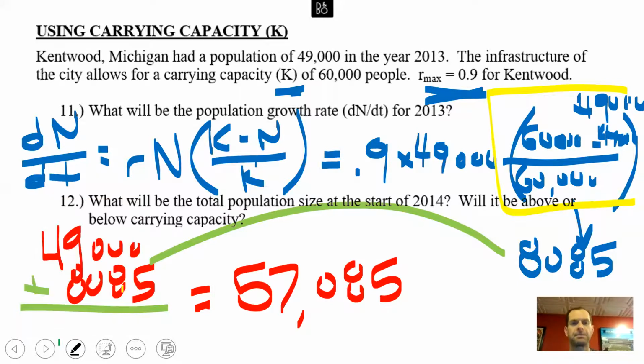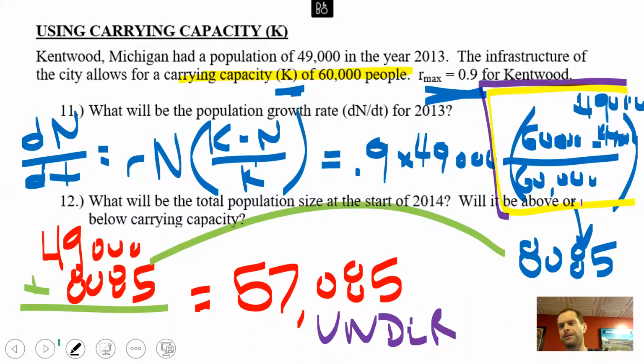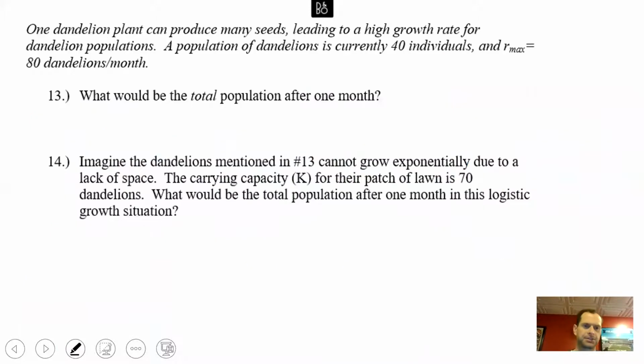Let's check out the carrying capacity. Carrying capacity is 60 grand. So we are under. Okay. How'd that go? Chances are if you had a problem, it is right here in this part that I just moved. Okay. Last questions, or last set of questions.